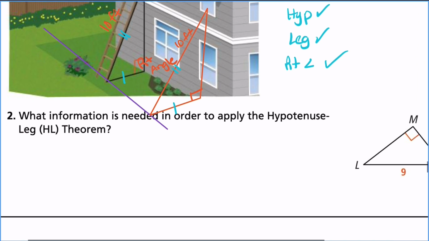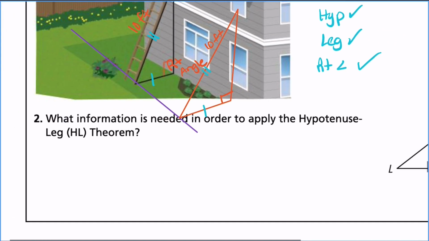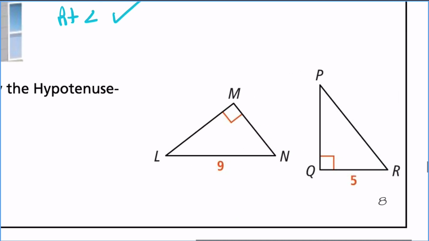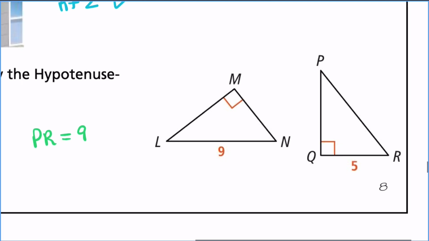So for our last question of the lesson, it says, what information is needed in order to apply the hypotenuse leg theorem? In this case, we know that the hypotenuse for LN is 9. So we would have to know that PR would be 9. We don't know that, but we would need to know that PR is equal to 9 units. We would also need to know that either ML is equal to 5 or MN is equal to 5.